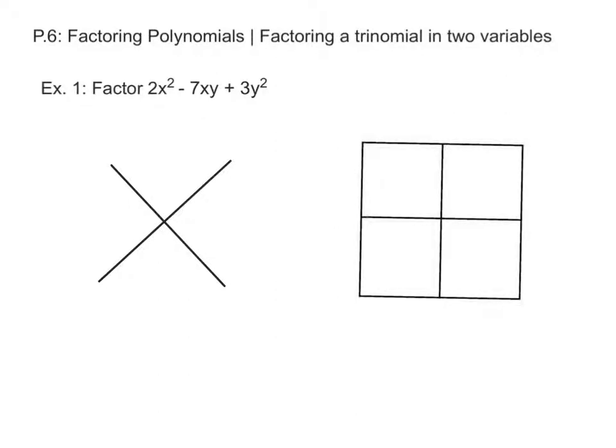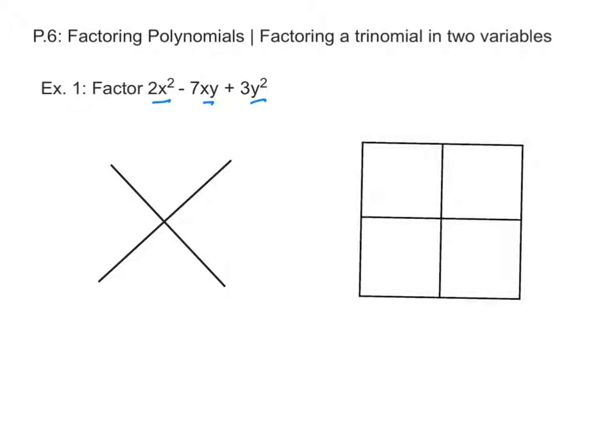This is part 6 in the video series on factoring polynomials, and in this video we're looking at factoring a trinomial that has two variables. In the other videos we were looking at one variable, only x, but in this example we have x as a variable, we also have xy, and we have y. So we're looking at factoring a trinomial that has two variables, in this case x and y.